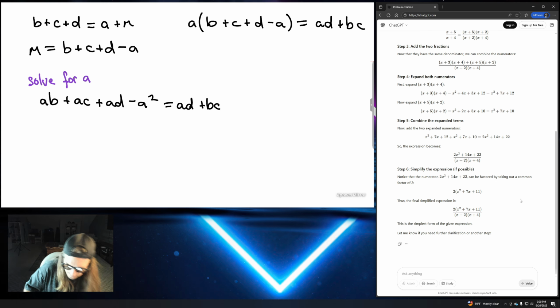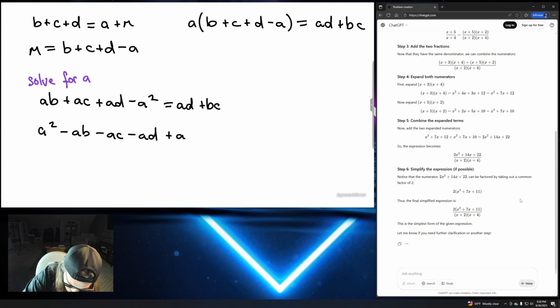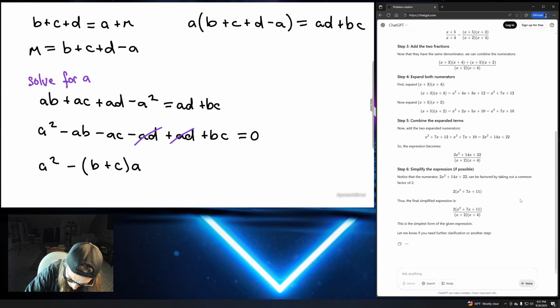All right. I want my quadratic term to be positive, so I'm going to go ahead and move that to the other side. That would be minus AB minus AC minus AD plus AD plus BC. I moved everything to one side, and it looks like here, that's nice, we have a minus AD and plus AD. Those cancel. So we're left with A squared minus (B plus C)A and then plus BC. I'm basically setting this up as an AX squared plus BX plus C because I want to apply the quadratic formula to it.